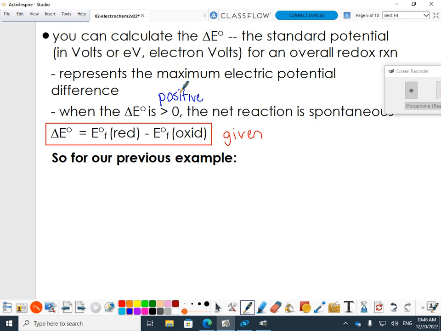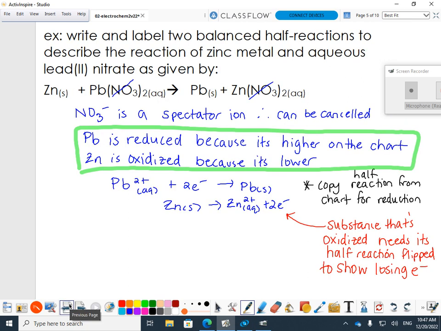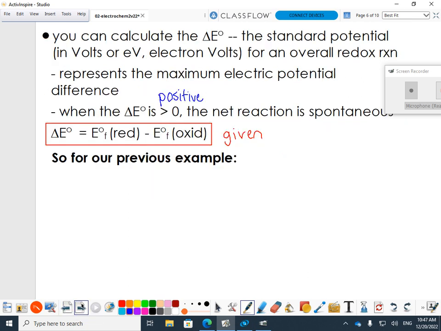So in order to figure out which one's reduced and which one's oxidized, you have to use the chart. So this part of it, you're going to have to do, we said lead is reduced and zinc is oxidized.